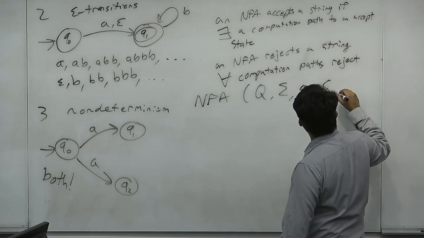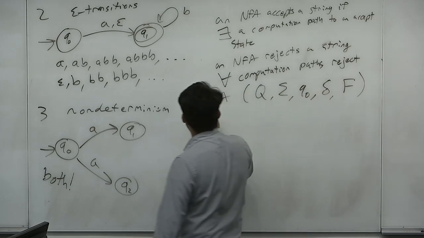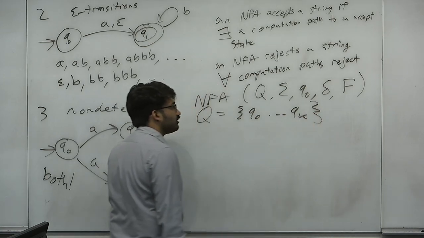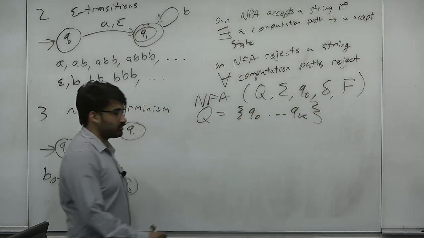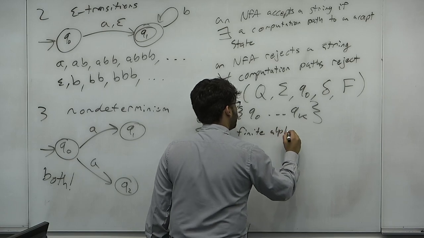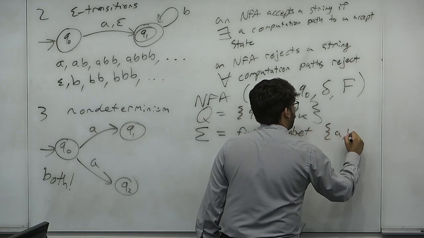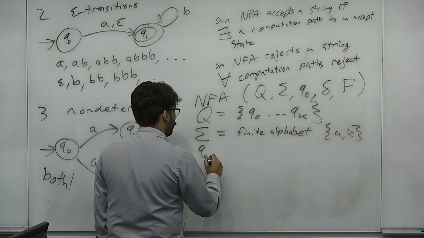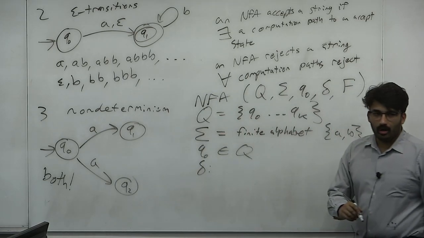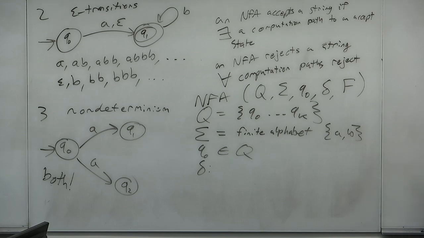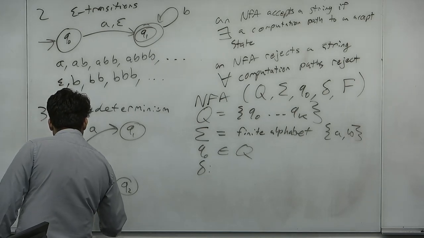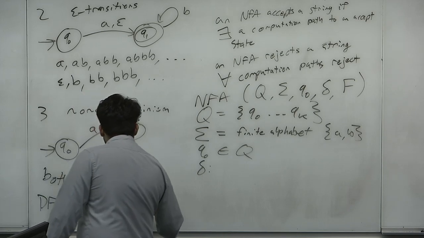Q, sigma, Q0, delta, and F. Q is a finite set of states. Note that the definition is going to only have one start state still. Sigma, a finite alphabet, like A, B. Q0 is one element of Q. The transition function is important. What are the parameters of the transition function of the DFA? You take in a single state, you take in a single symbol, and you output a single state, right?